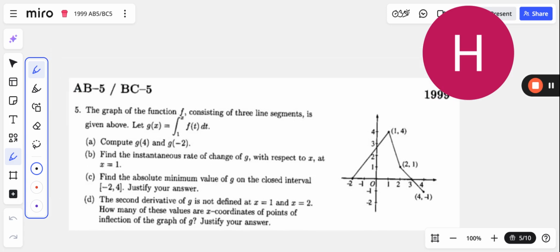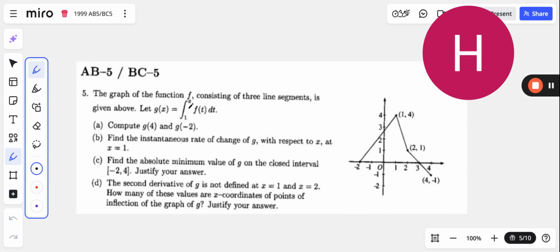So give yourself about maybe 12 minutes or so to work on this problem. And then when you're ready, you can come on back and see how we do it here. Sound good? Okay, let's get started then.